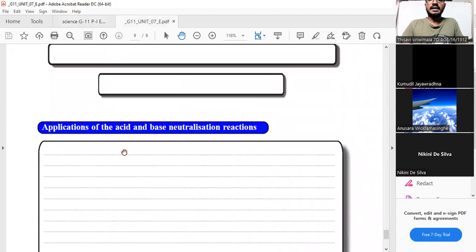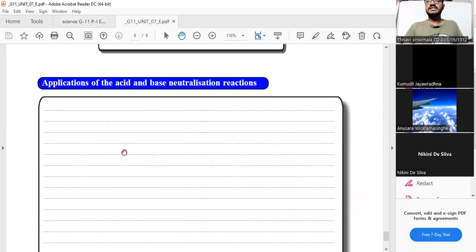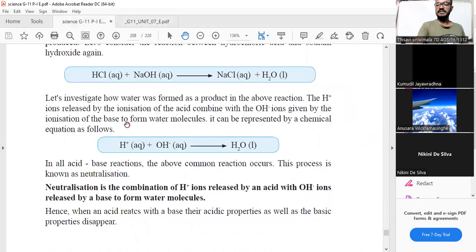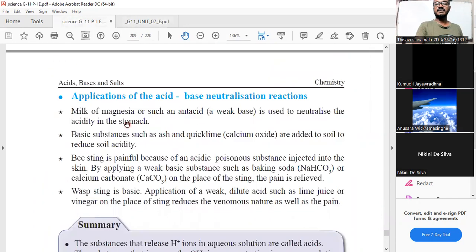Right. Then applications of acid and base neutralization reaction. Then we know about the acids, we know about the bases, their properties and their behavior. And now we are going to use the knowledge that we have gained. Right? So these are the examples where you can write by yourself.